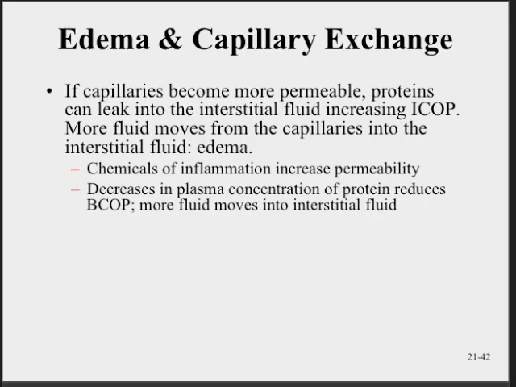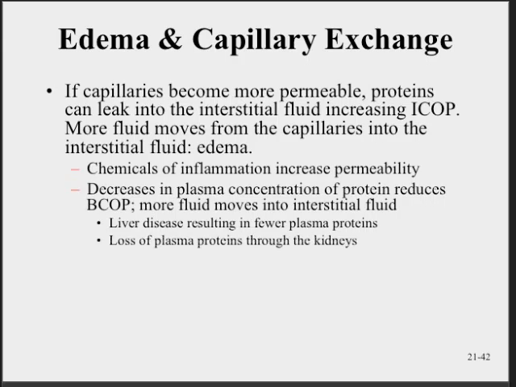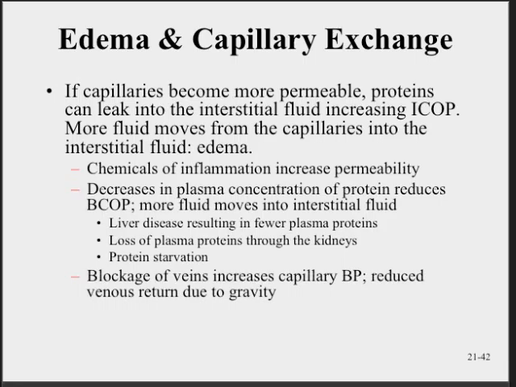We can also see a decrease in plasma concentration of protein that can reduce blood colloid osmotic pressure, and this causes more fluid to move out of the circulatory system and into the interstitium. Examples of where this happens include liver disease, resulting in essentially less plasma albumin. That's the main player in maintaining BCOP. Also, loss of plasma protein through the kidneys due to kidney damage or kidney disease, and lack of protein in the diet.